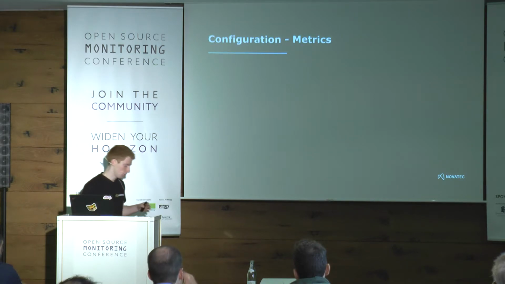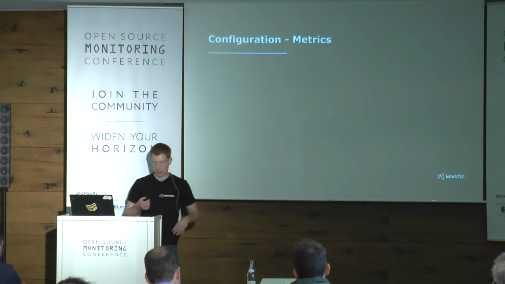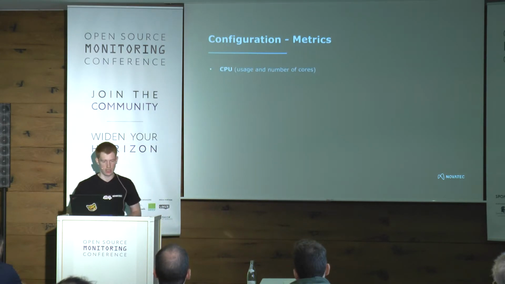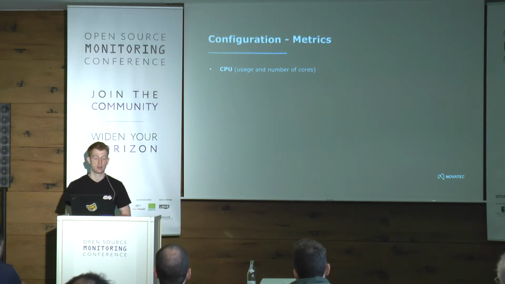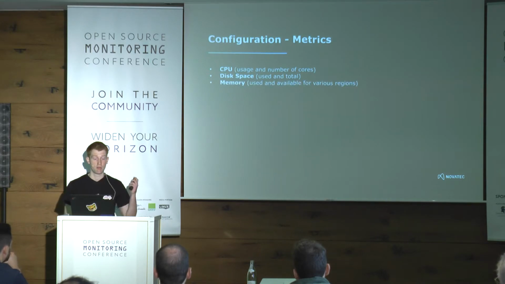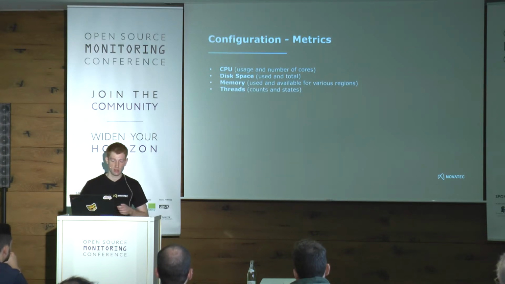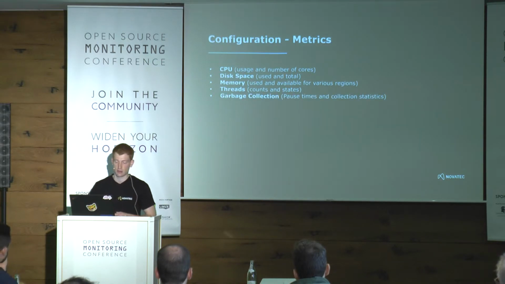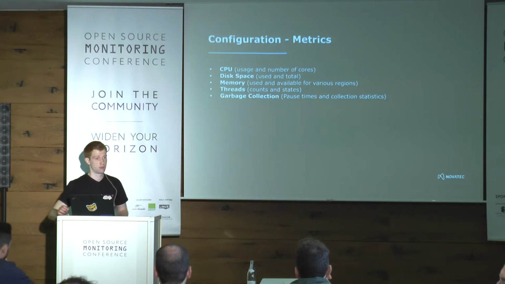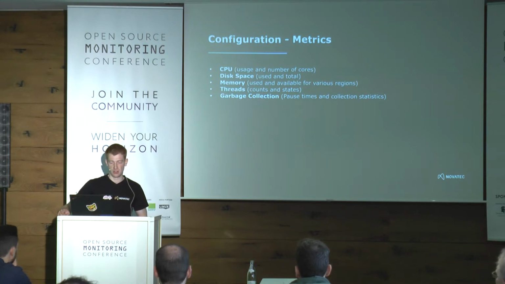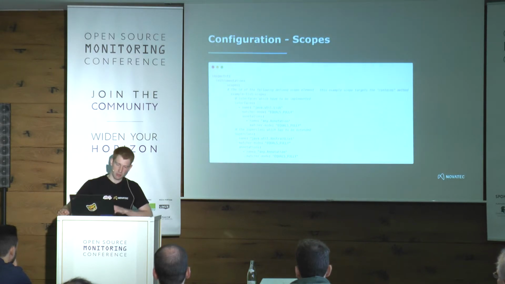So first, let me show you how you can configure the instrumentation of metrics. There are some basic metrics which you get by default, such as CPU usage and the number of cores, disk space for sure, memory, the number of threads, and the current state of the threads, and for sure garbage collection is also very important in the context of Java development. So you will also get some data concerning the garbage collection. And for sure, class loading is quite interesting for us, since we are also working with these classes when we retransform them. So those are the basic metrics.